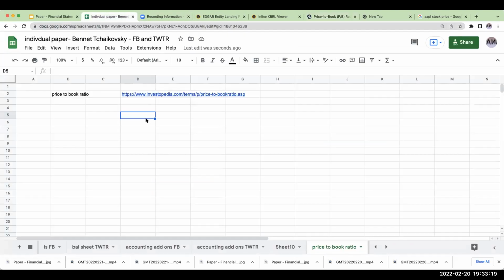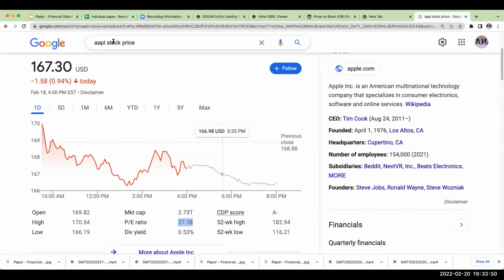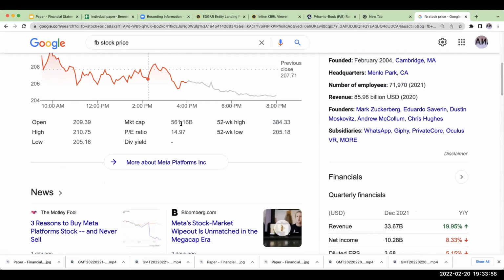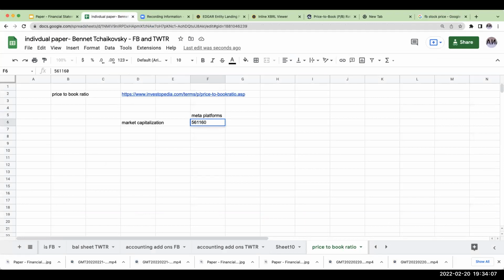So when I had you go through and do the accounting add-ons, there was a very important reason for doing it. It was because when we're looking at the companies and taking the market capitalization of Meta Platforms, I'm going to use the market cap, which is 561.16 billion. Let's convert that into billions of dollars. So this is in real dollars, and this is their market capitalization for Meta Platforms.